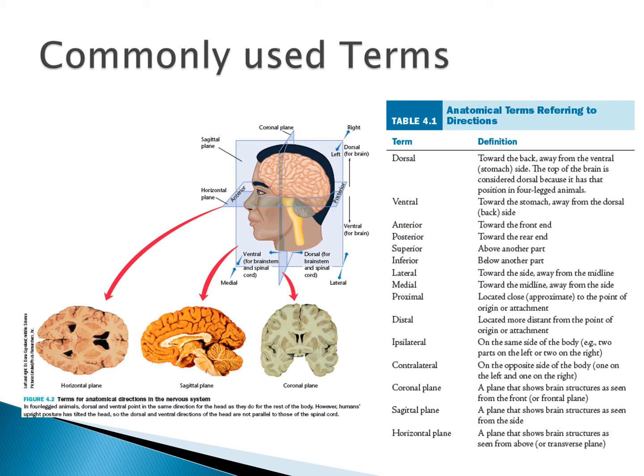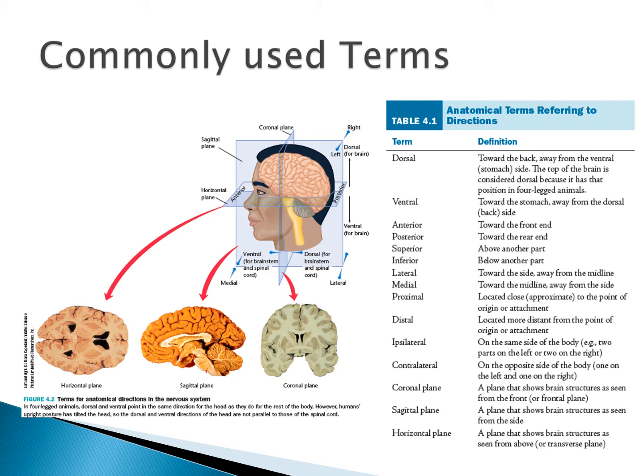Lateral, I point out away from the midline. Medial, I point towards the midline, towards the middle of the brain. Proximal, I put my fists together. Distal, I move my fists apart. So proximal is something that's located close. Distal is something that's located more distantly in the brain or in the body.